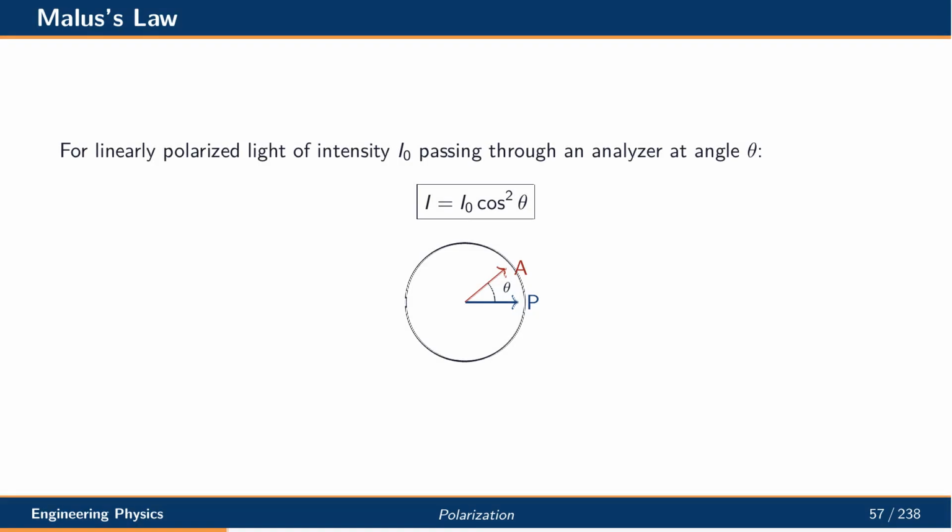Malus's law describes how linearly polarized light is reduced when it passes through an analyzer. If the analyzer's transmission axis makes an angle theta with the polarization direction, the transmitted intensity equals the incident intensity multiplied by cosine squared theta. This means that at 0 angle the full beam passes through, while at 90 degrees no light passes. Malus's law is the basis of every polarization analyzer used in laboratories.